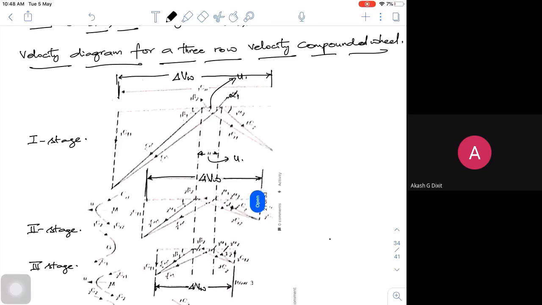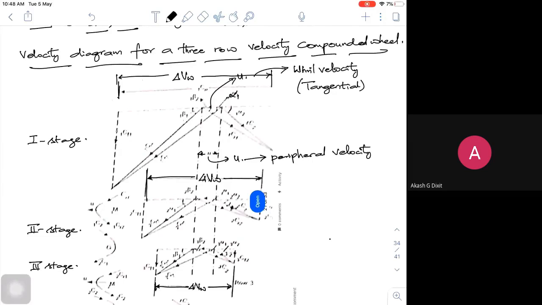This is your peripheral velocity. And this is your whirl velocity, that is, the change in your whirl velocities, or the change in tangential velocity, which is very much required for your torque development.